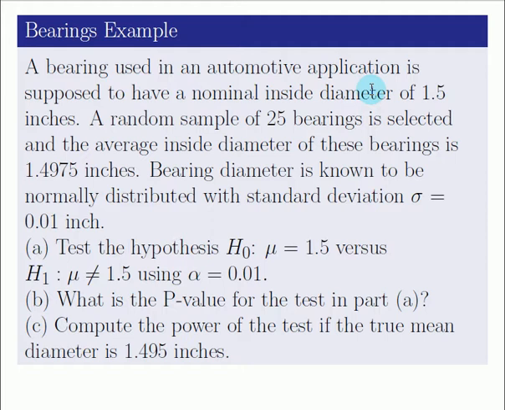We'll talk about p-value in a second. And part C is compute the power of the test if the true mean diameter is 1.495 inches. So these are the three questions that we want to answer, and we will take these one at a time. So let's begin by answering part A of this problem, where we really start to discuss the 7-step stepwise procedure for hypothesis testing.